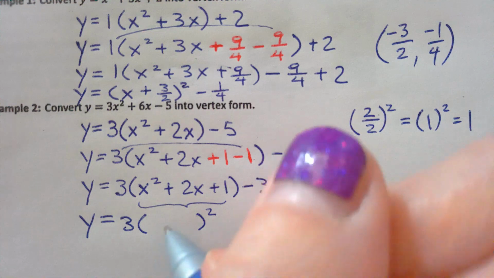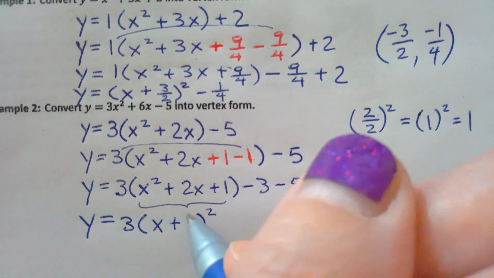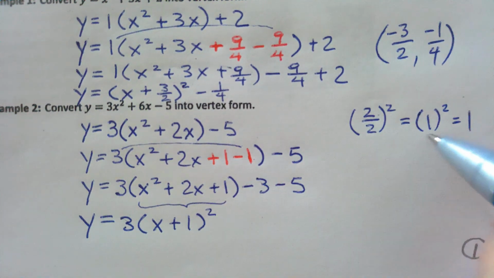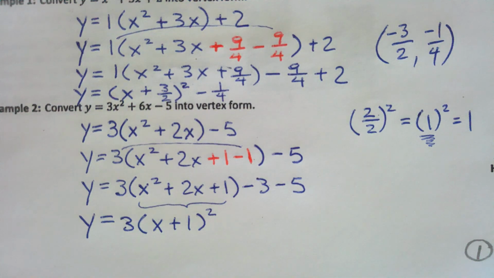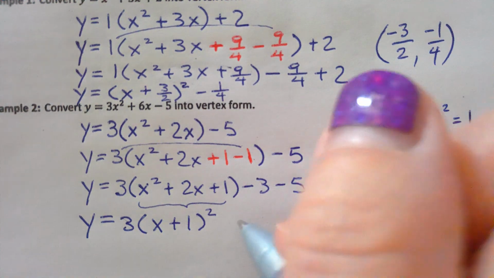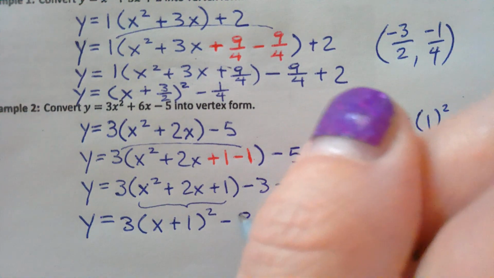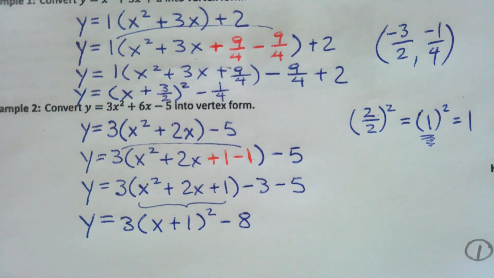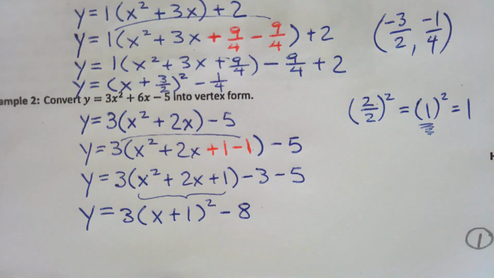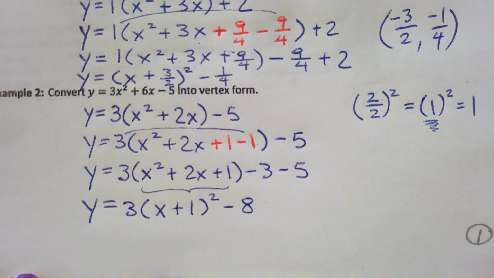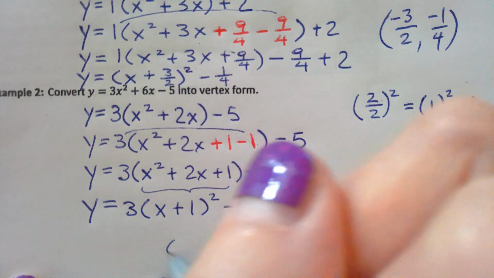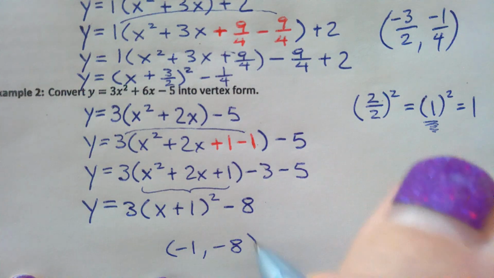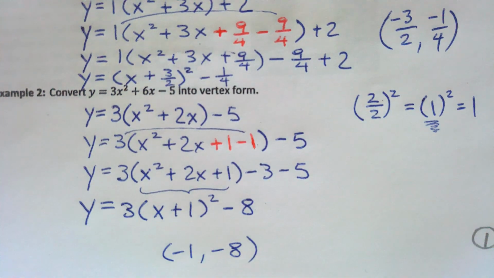Yep. Yeah. Okay, where did we get that 1 from? Right here. Okay, and then that is just minus 8. Okay, and so, Jaden, what is my vertex? Yeah. Okay, so that's how you go from standard form to vertex form.